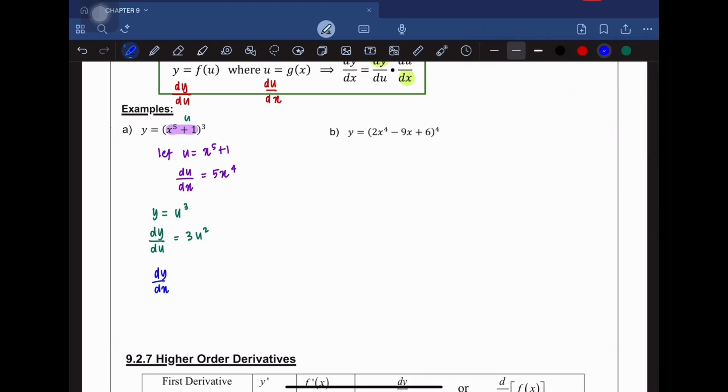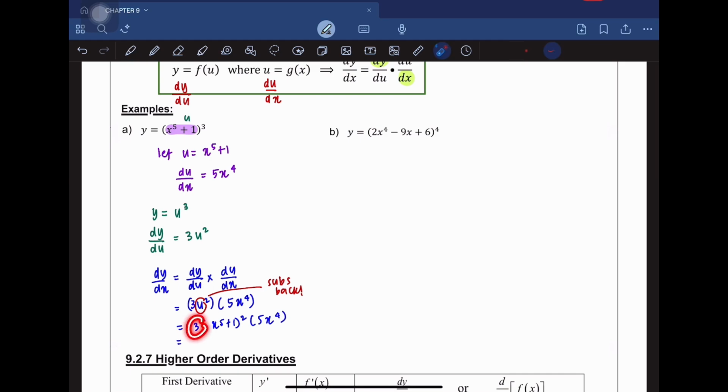So now the last step baru kita cari dy dx. So dy dx according to the formula is dy du darab du dx. So dy du adalah 3u square darab 5x^4. Tapi tak siap lagi guys. Sebab apa? Sebab awak kena substitute balik u tadi lah. Sebab kita tak nak u, kita nak find answer kita sama x. So masuk balik, 3, u kita is x^5 plus 1 square, 5x^4.